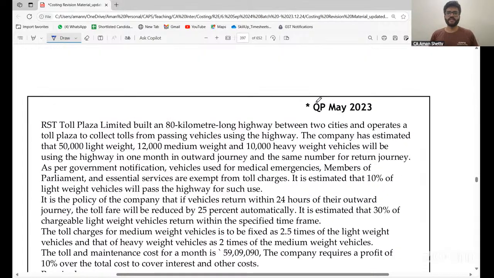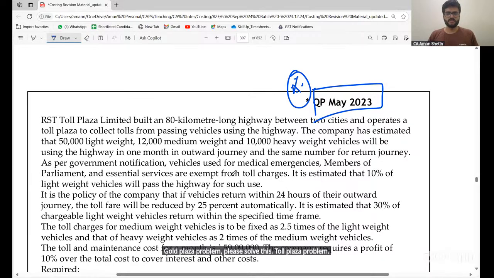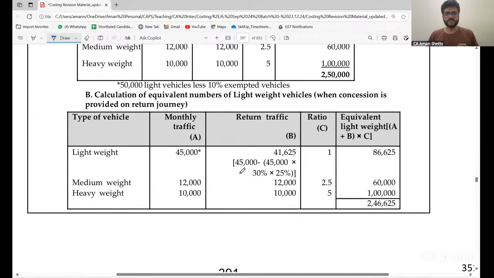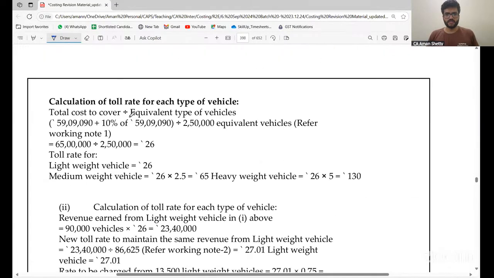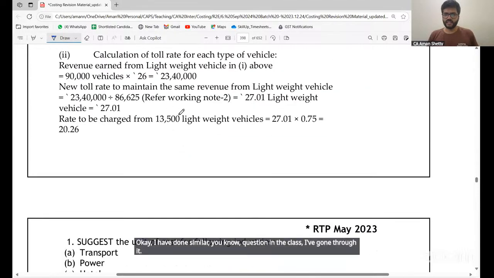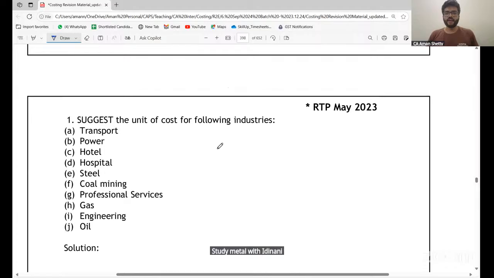Toll plaza problem. Please solve this. Okay, I have done a similar question in the class. I've gone through it. It is in the study material, you do this. If you have doubts, you can ask me.